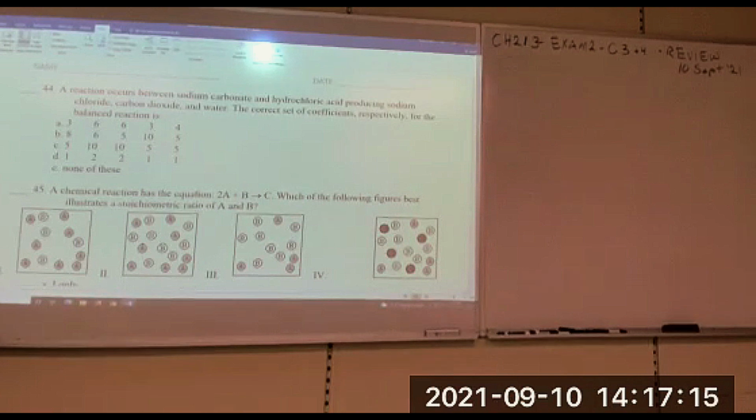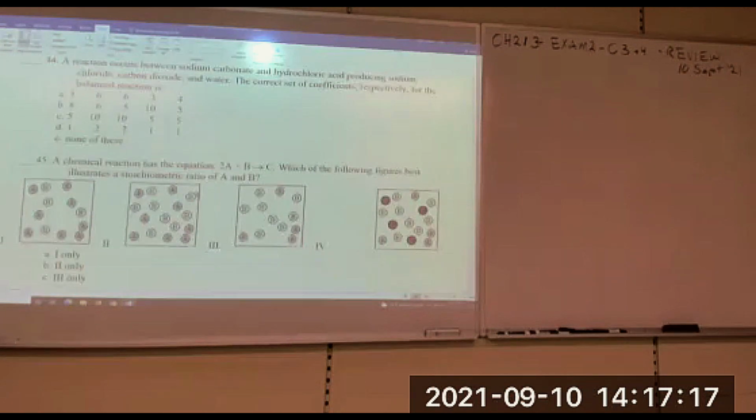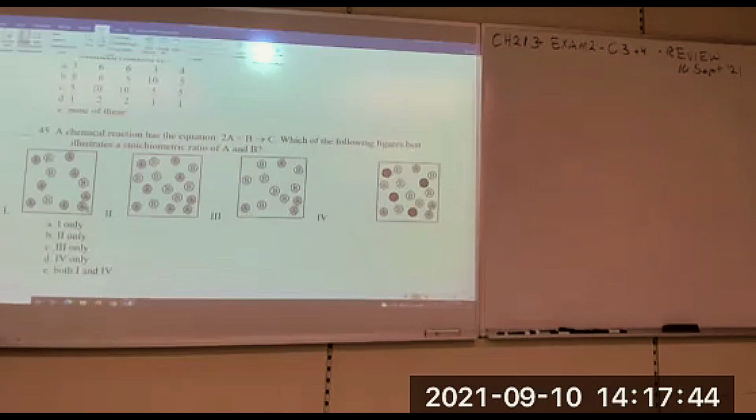Let's see. What's a stoichiometric ratio? Where you have exact coefficient numbers of each of the reactants and products. Well, if it says the reaction mixture is stoichiometric, that means you need 2 A's for every B. So this one has 1, 2, 3, 4, 5, 6, 7, 8 A's and 4 B's. That one works. And you look at your selections: 1 only, 2 only, 3 only, 4 only, 1 and 4. Okay, let's see if 4 matches. Then it would be E.